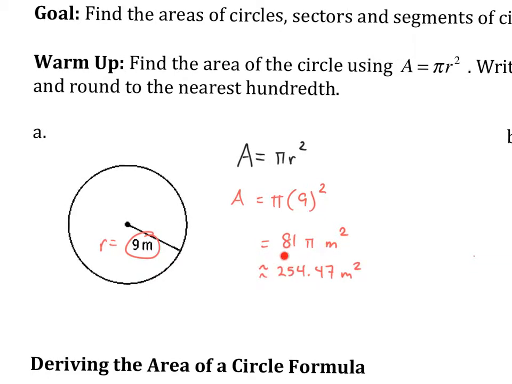So 81 times pi, so 81 times 3.141592654 will get you approximately this value right here. And it is square meters, and we box or circle the answer. Boom! Hashtag, we got it going on.